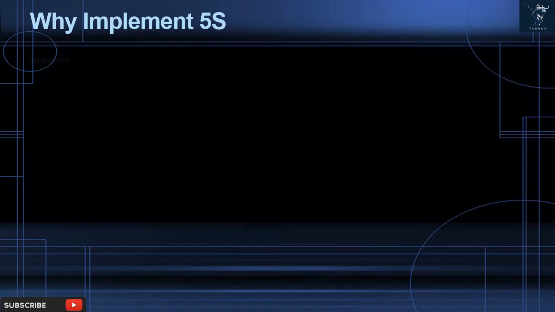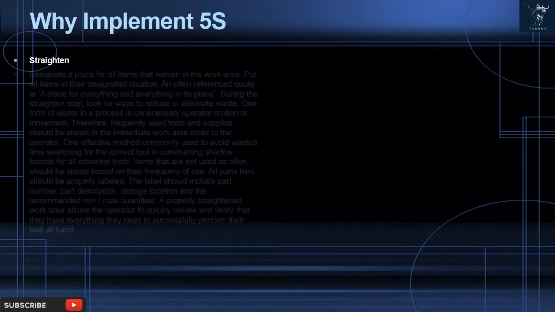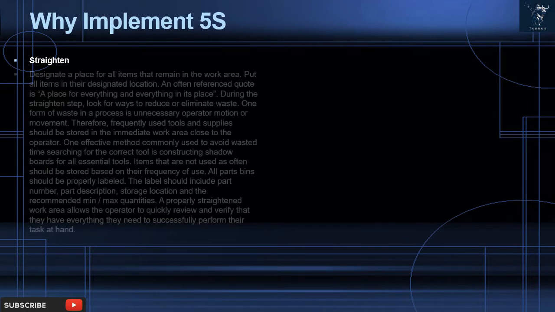Straighten. Designate a place for all items that remain in the work area. Put all items in their designated location. An often referenced quote is, "A place for everything and everything in its place." During the straighten step, look for ways to reduce or eliminate waste. One form of waste in a process is unnecessary operator motion or movement. Therefore, frequently used tools and supplies should be stored in the immediate work area close to the operator.